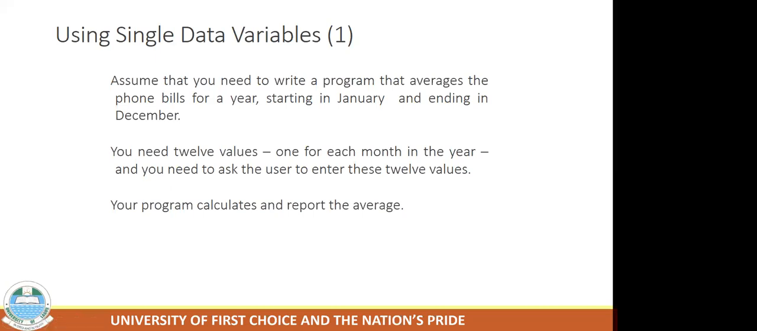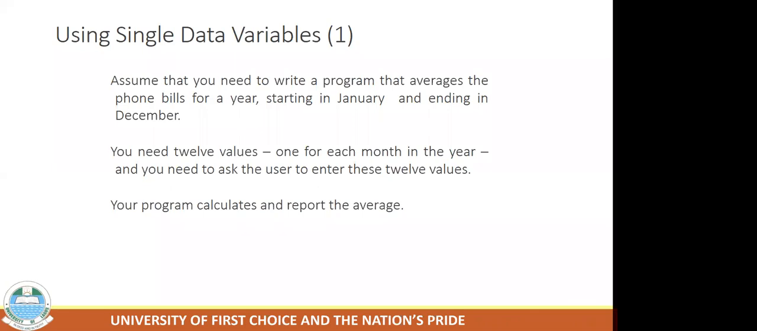So previously, when you're using a single data variable, assume I ask you to write a program that finds the average phone bill for a year. So what are you going to do? That means you're going to consider the bill from January, February, March, up to December. You will need 12 values, one for each month in the year, and you will ask the user to enter 12 values. Do you understand what I'm saying?